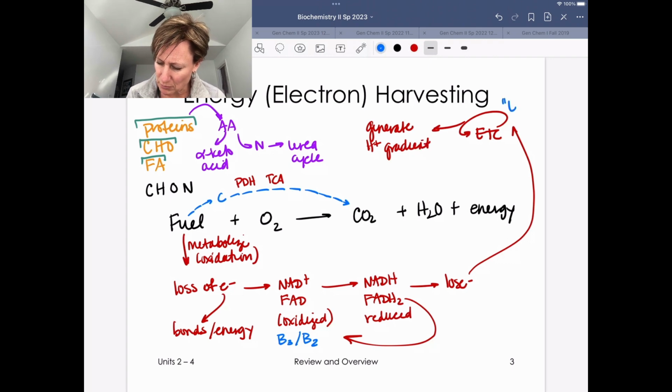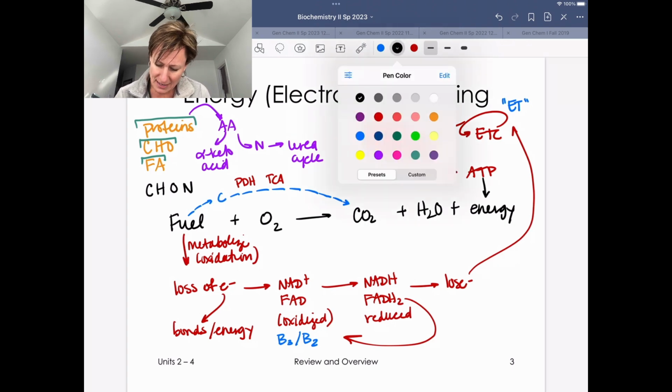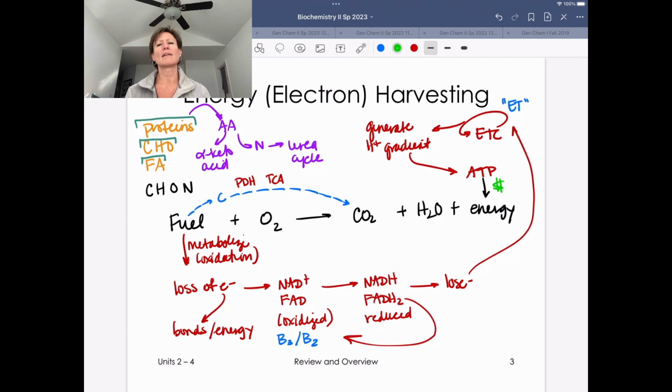Okay, so this process we're going to be referring to as ET for electron transport, and then that oxidative phosphorylation process uses that proton gradient to synthesize ATP. So we're going to synthesize ATP, remembering that ATP is what our biological money is, right? So ATP is our biological money. So this is oxidative phosphorylation. This is going to be the OP part.